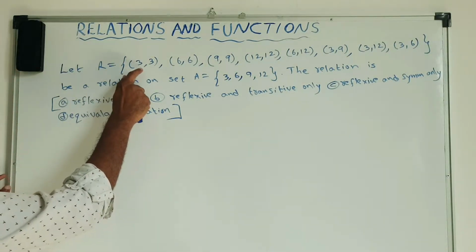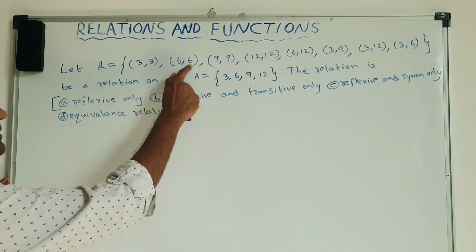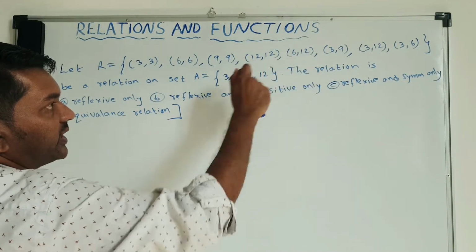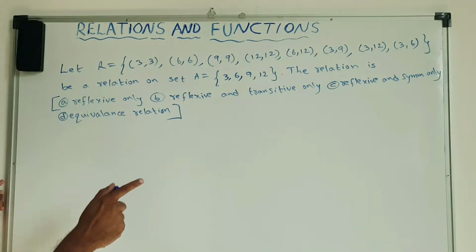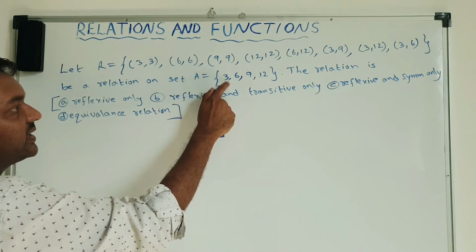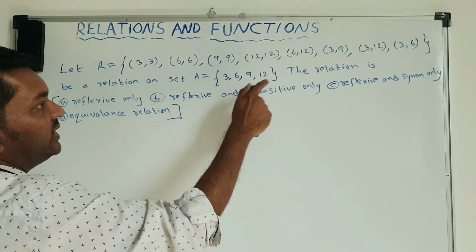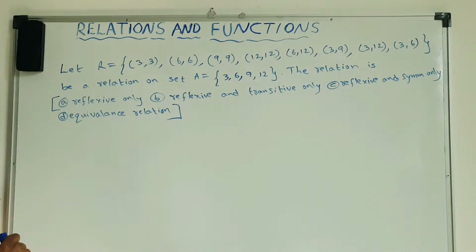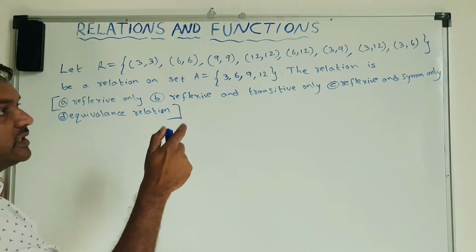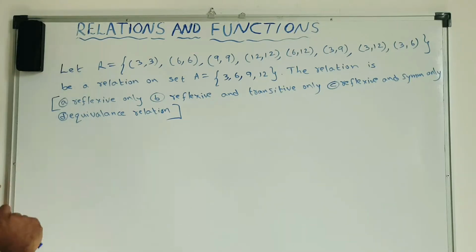Let R equal the set {(3, 3), (6, 6), (9, 9), (12, 12), (6, 12), (3, 9), (3, 12), (6, 3)} be a relation on set A equals {3, 6, 9, 12}. They are asking whether it is only a reflexive relation, or it is reflexive and transitive, or it is reflexive and symmetric, or it is an equivalence relation.